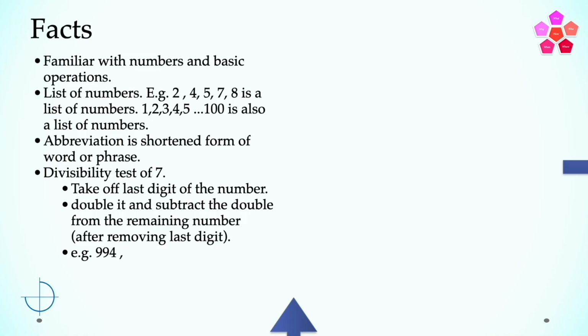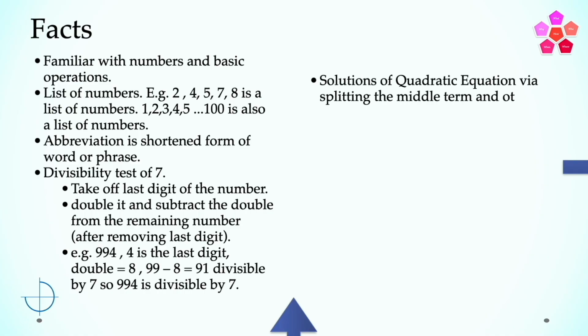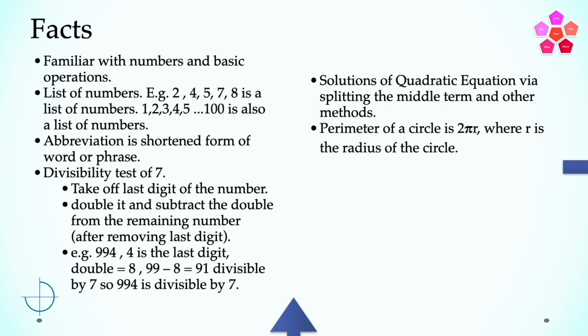Let's take an example. Say we have a number 994 where we want to check whether it is divisible by 7 or not. 4 is the last digit, so double of 4 is equal to 8. So finally 99 minus 8 is equal to 91. We see that this number 91 is divisible by 7. So eventually 994 is divisible by 7. You should have an understanding about the solution of quadratic equations via splitting the middle term and other methods also. Perimeter of a circle is 2 pi r, where r is the radius of the circle.